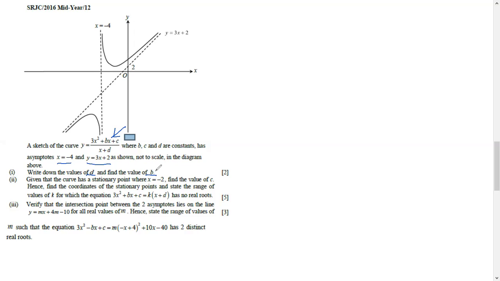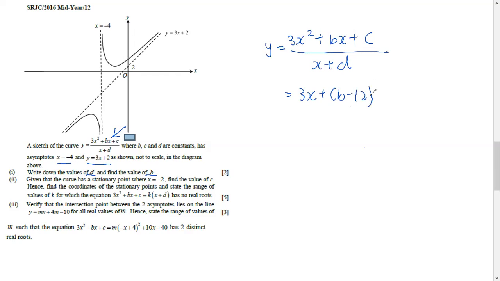Of course, we will just start the way we usually start because we are given an improper fraction. So the first thing that we are going to do here is to do a quick long division. The long division answer will give you 3x plus b minus 12, plus this c minus 4 times b minus 12 over x plus d.